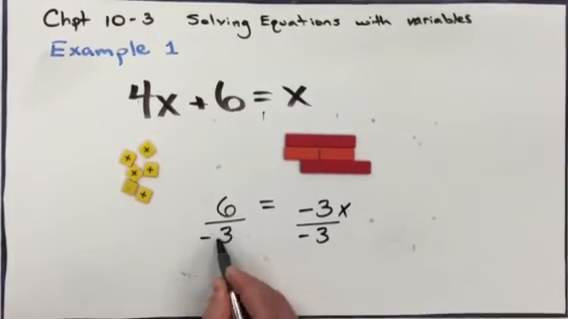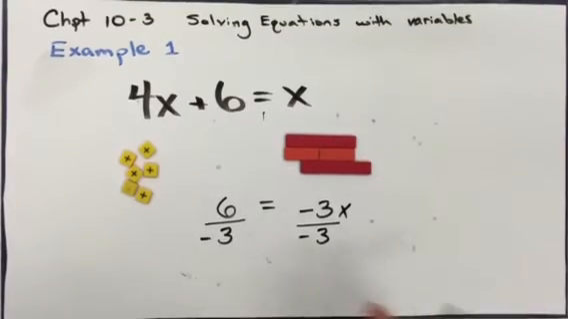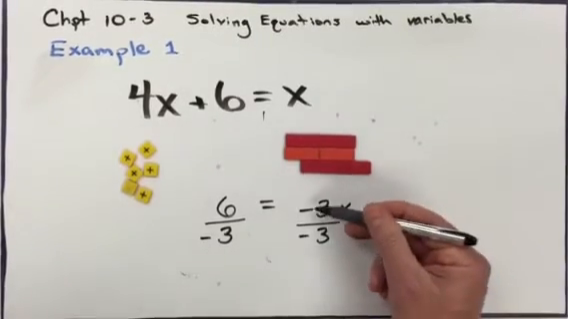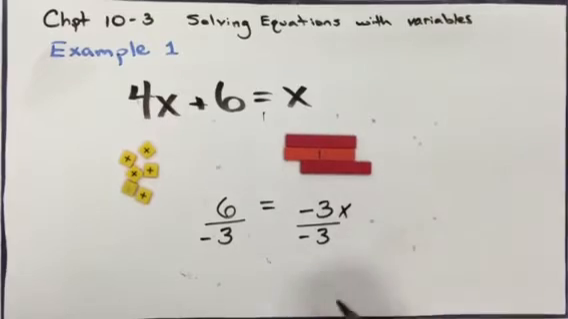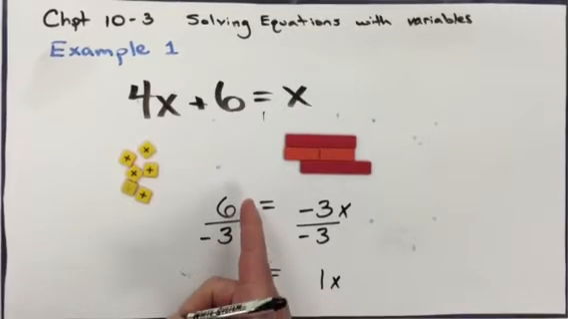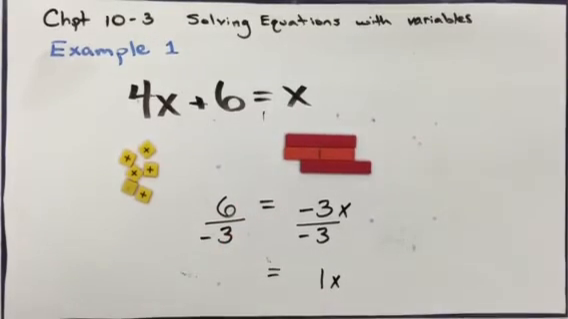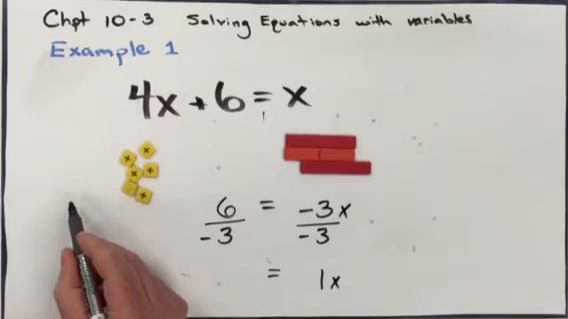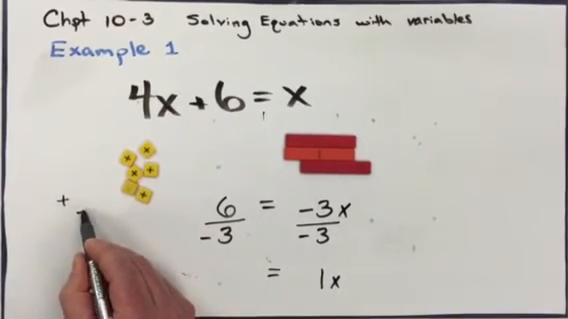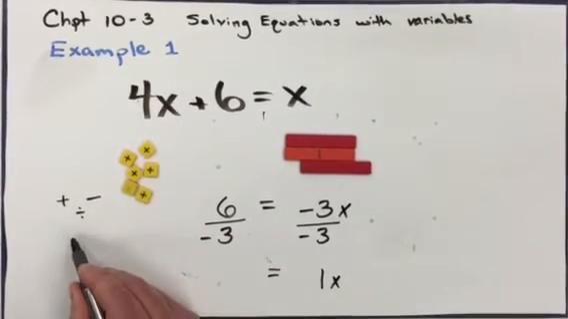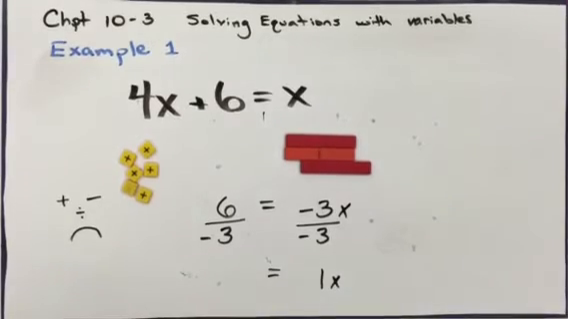Divide by negative 3. When we do that, negative 3 divided by negative 3 will give us our 1x, and it is positive. And on this side, we have 6 divided by negative 3. Okay, don't forget that when you have a positive and it is being divided by a negative, you get a negative answer. So our answer is going to be negative 2.